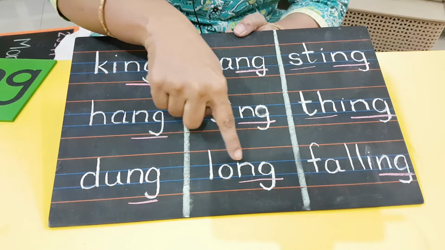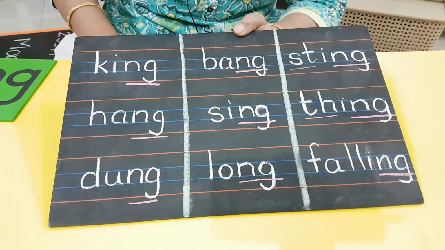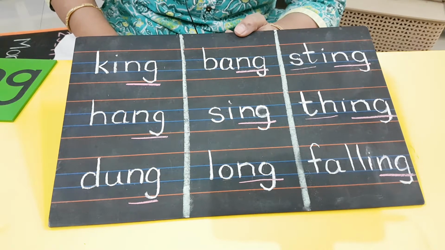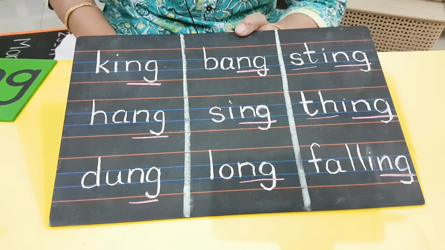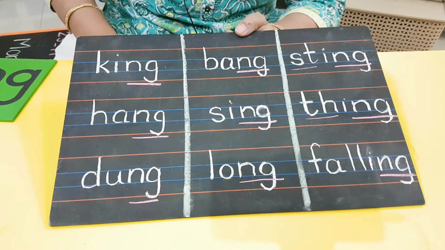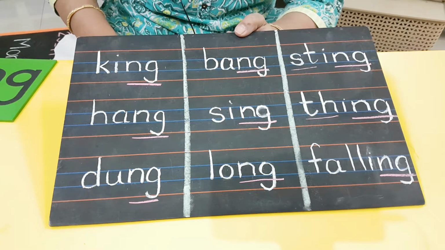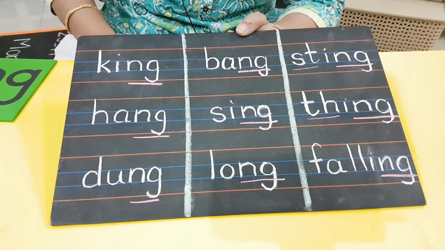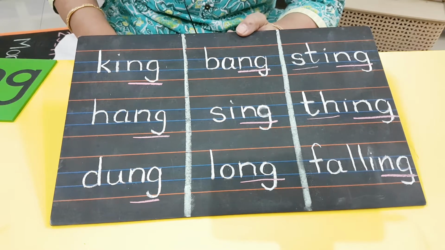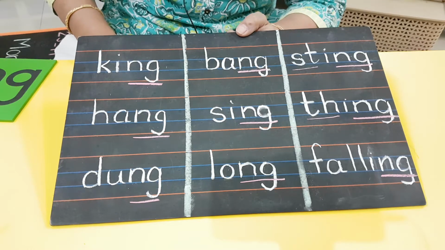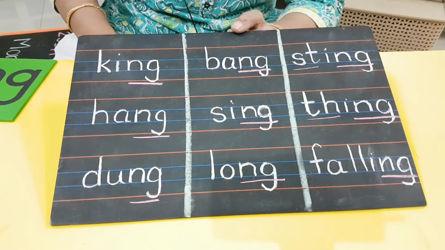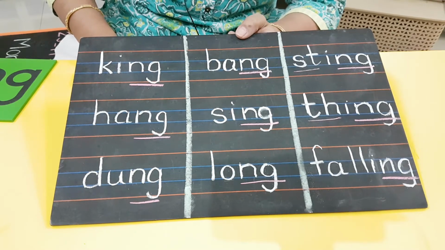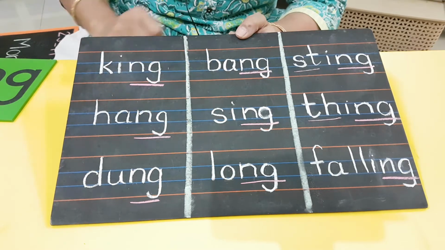Long. Oh, this dress is very long for me. Or we will say we work with long rods. Remember the long rods? Yes, the red colored long rods. Long. Okay, this pencil is long. I don't want a short pencil. I'll take the long one.